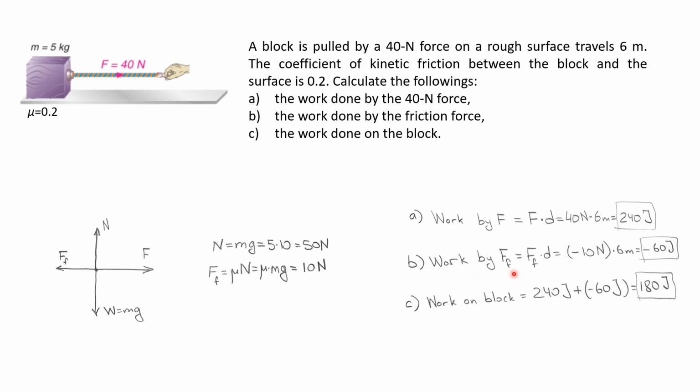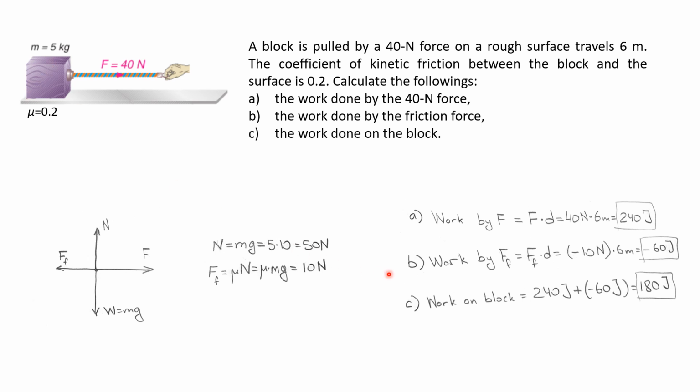Work done by friction force. Now keep in mind that friction force is opposing to the force F. So work done by friction force is minus 10 newtons times 6 meters, which is going to give you minus 60 joules. In other words, energy is being dissipated by the surface in the form of the heat, right? So you're not doing any useful work. Friction is just taking away energy from the system.